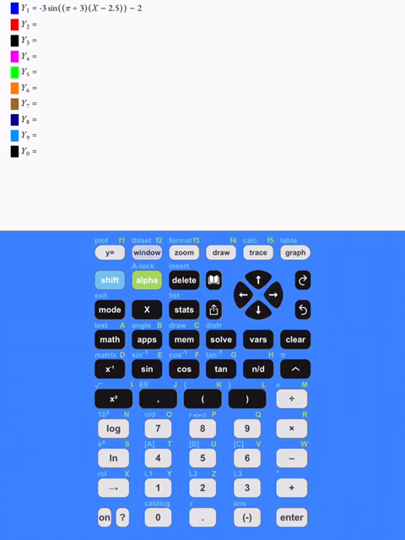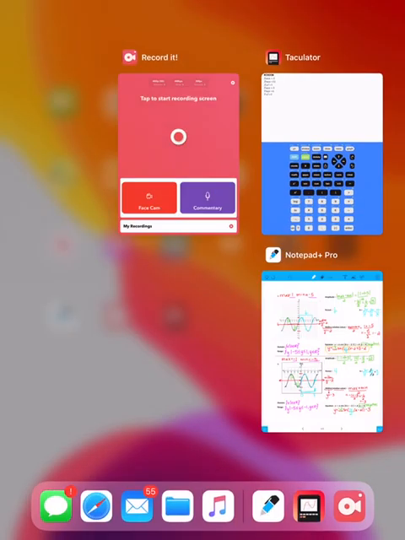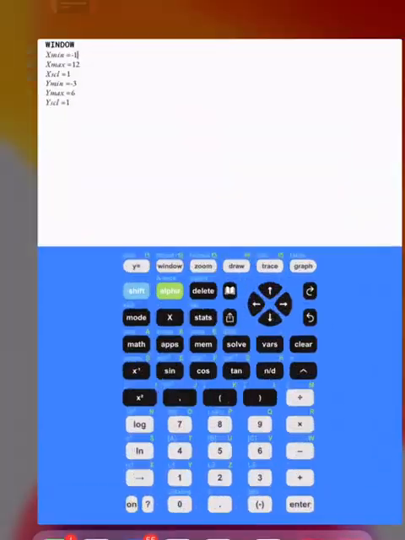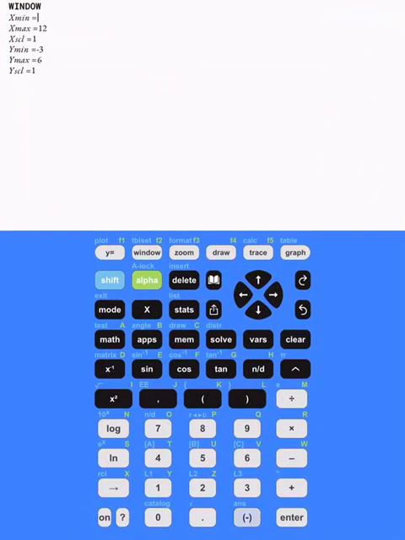Now I don't press graph. I have to go to my window. Let's go see what we need. So my x minimum is -8 to 8. So -8 to 8 is my x max. And my y min is -8 and my y max is 8. So this is actually a really nice window. So my x minimum is -8. My x maximum is 8. Goes up by 1. My y minimum is -8. My y maximum is 8. Goes up by 1.